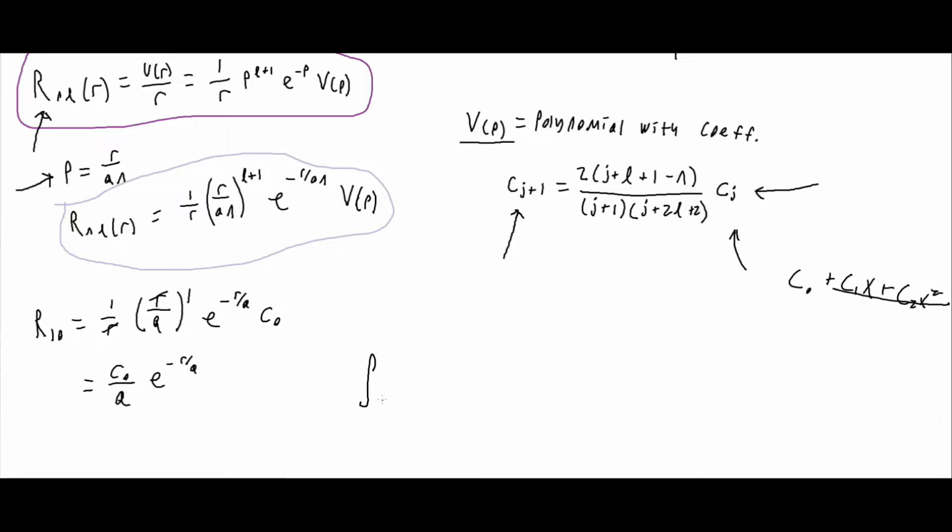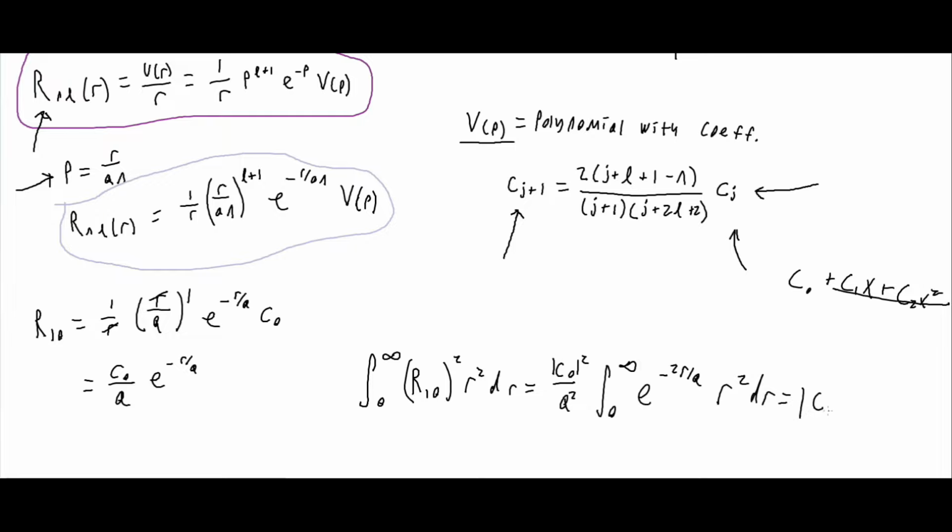So we have our integral from 0 to infinity of R10 squared r squared dr is equal to C naught over a, and these are both also squared, so squared, integral from 0 to infinity of e to the minus 2r over a, because it is squared, r squared dr, and that will be equal to C naught squared a over 4 equals 1.